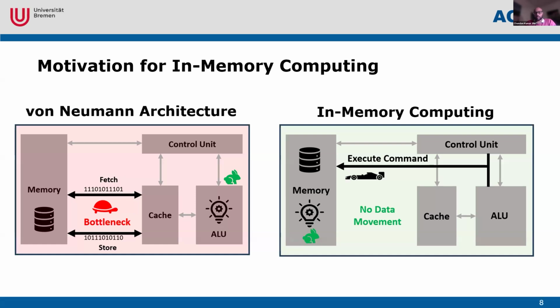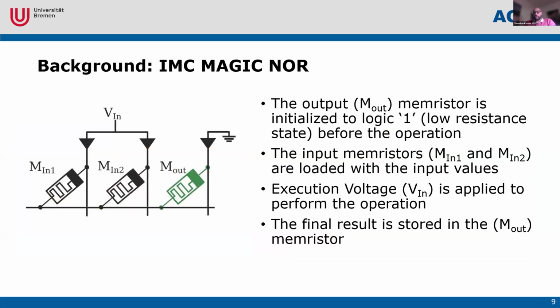Just a brief motivation. I know we are in the in-memory computing talks, but the typical von Neumann architecture has your compute unit away from your memory. You fetch the data from the memory, do the computations in the ALU, and then store the data back into the memory. In in-memory computing, we do the computation where the data is stored, that is, in the memory itself. And in this work, we are going to use the SIMPLER tool.